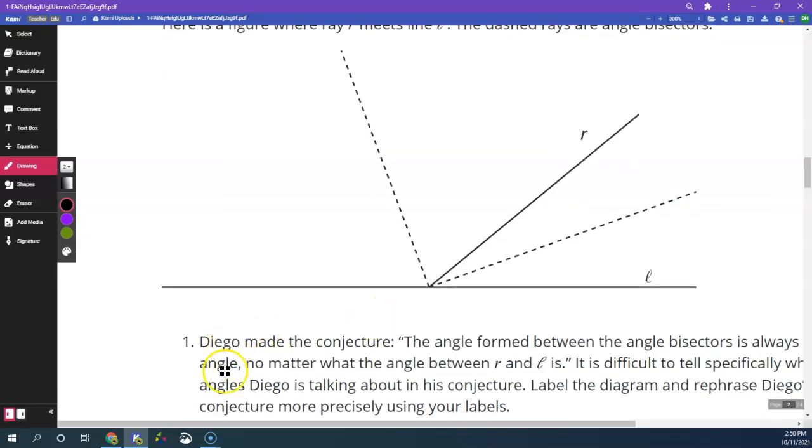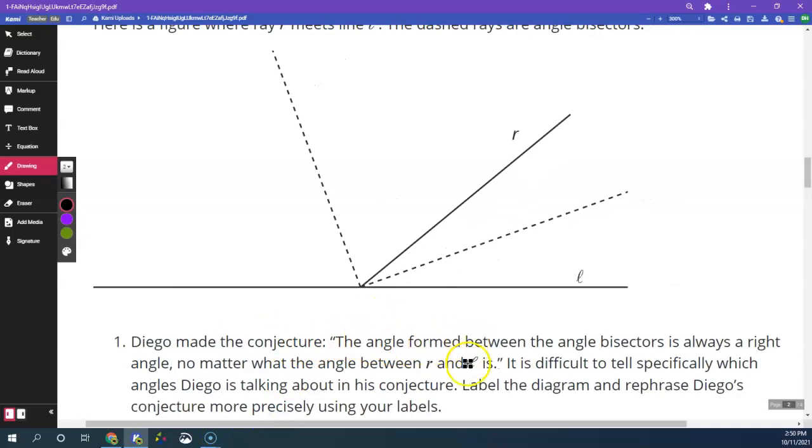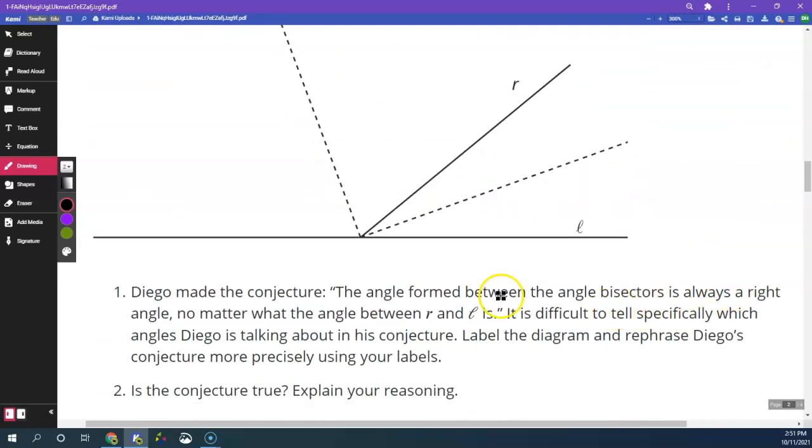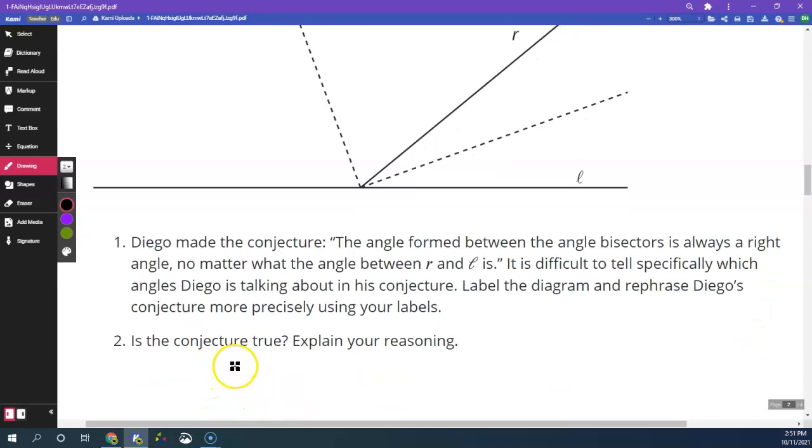So as it says here, Diego made the conjecture: an angle formed between the angle bisectors, and these are angle bisectors, those are dotted lines, is always a right angle no matter what the angle between R and L is. So you saw up here 3 different examples. No matter where this green line was coming out, if we bisected both sides, it came out to a right angle. And he's saying that's going to be true no matter what. But it's difficult to tell specifically what angles Diego's talking about in his conjecture. Label the diagram, rephrase Diego's conjecture more precisely using your labels.